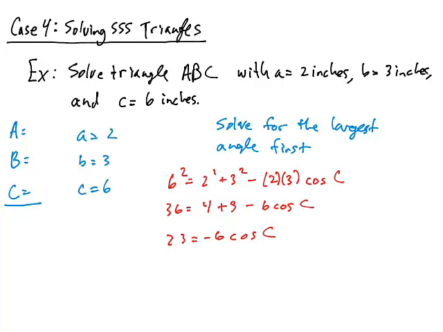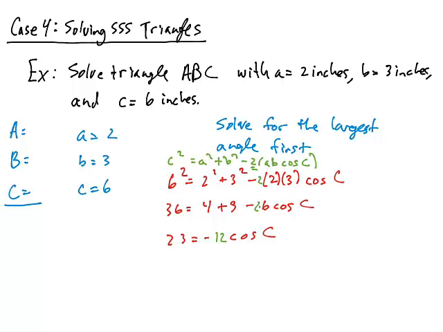I missed something here. In the law of cosines, I'll just write it out. We'd have c squared equals a squared plus b squared minus 2ab cosine C. I forgot this 2 here. So that's 2 times 6, and that's going to be a 12. Okay, so 23 divided by negative 12.